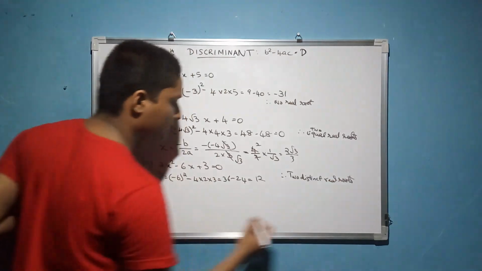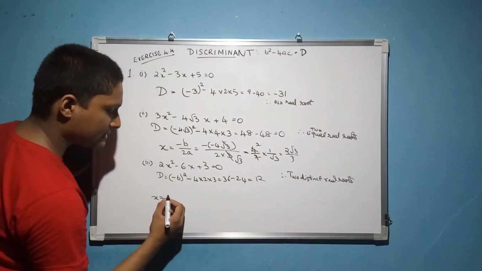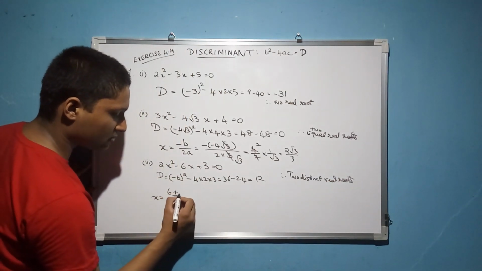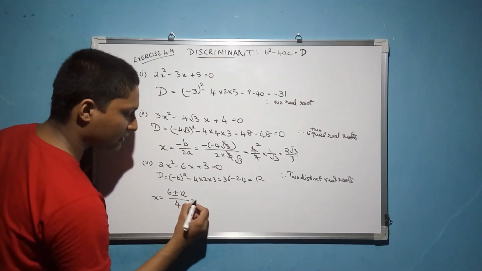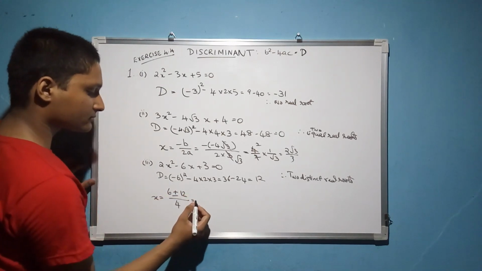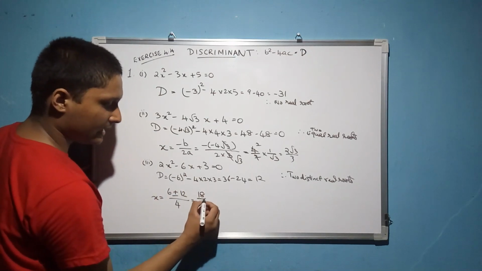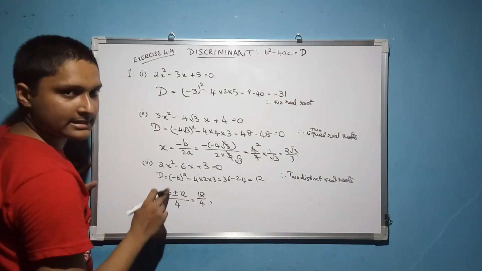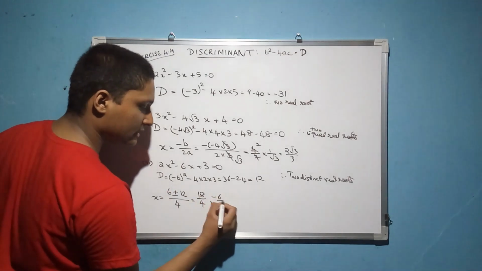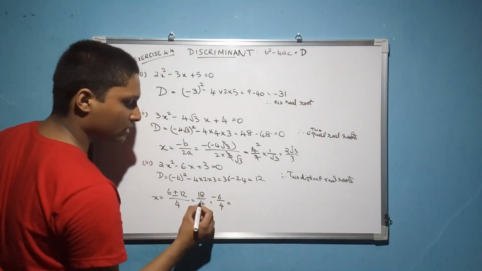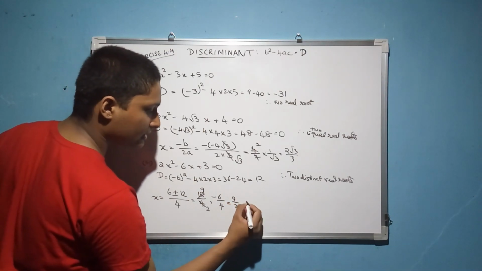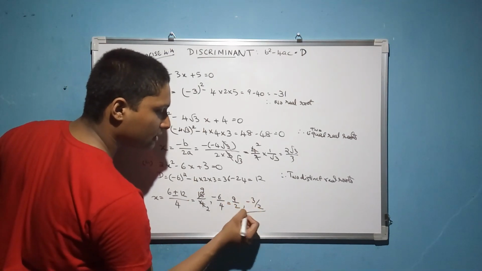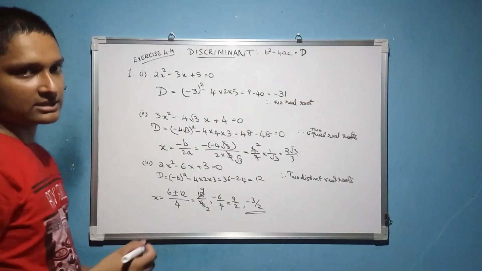Therefore it's going to have two distinct, that means two different real roots. Now we are finding x. X is minus b, that is 6, plus or minus 12, divided by 2 into 2, which is 4. Therefore 6 plus 12 is 18, 18 divided by 4, and 6 minus 12 is minus 6 divided by 4. Dividing by 2 here, it is going to be 9 by 2 and minus 3 by 2, which are the roots required in the third subdivision.